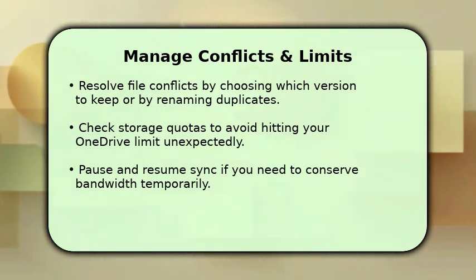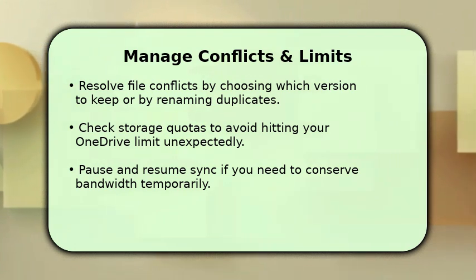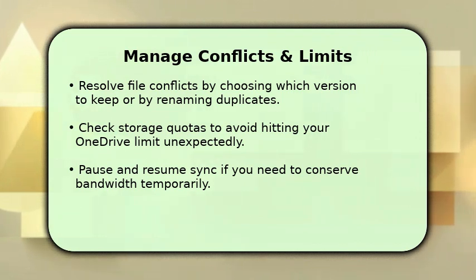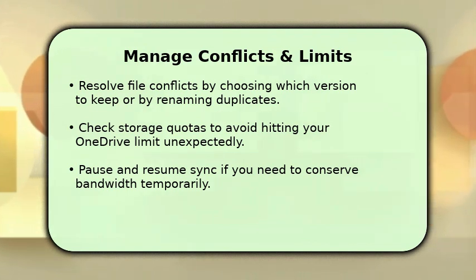When conflicts appear, pick the correct version or rename duplicates to avoid data loss. Monitor your OneDrive storage quota so you do not hit limits during large uploads. Use pause syncing when on metered networks or to conserve bandwidth, then resume when convenient. For persistent errors, sign out and sign back in, or run the OneDrive troubleshooter to refresh the connection.